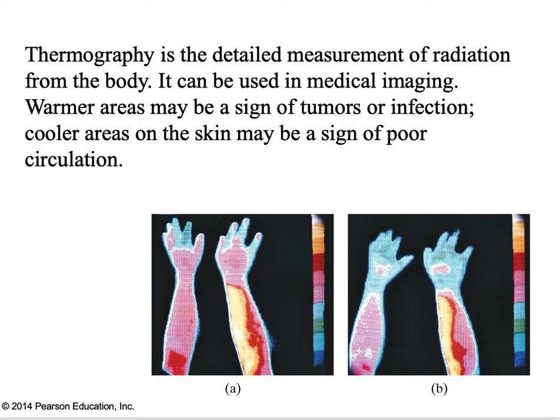Thermography is the detailed measurement of radiation from the body. It can be used in medical imaging. Warmer areas may be signs of tumors or infection. Cooler areas on the skin may be a sign of poor circulation.